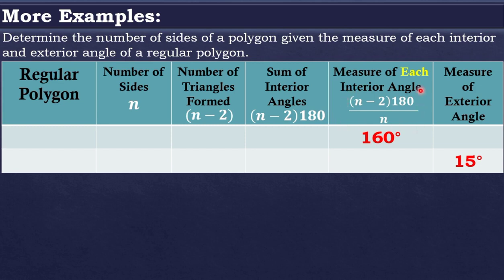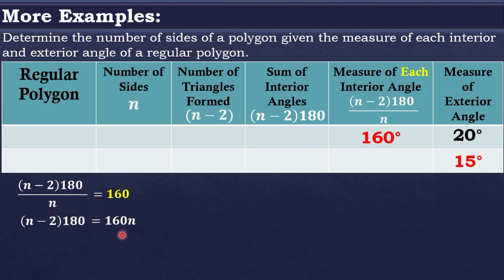Gagamitin lang din po natin itong formula. So, we will use n minus 2 times 180 all over n. Kasi since yun ang given, yun ang binigay, so yun ang gagamitin natin. Equate mo siya sa 160 since binigay na kagad yung sagot. Okay? And then, paano po gagawin? Cross multiply, we will have n minus 2 times 180 is equal to 160 times n, so that is 160n.